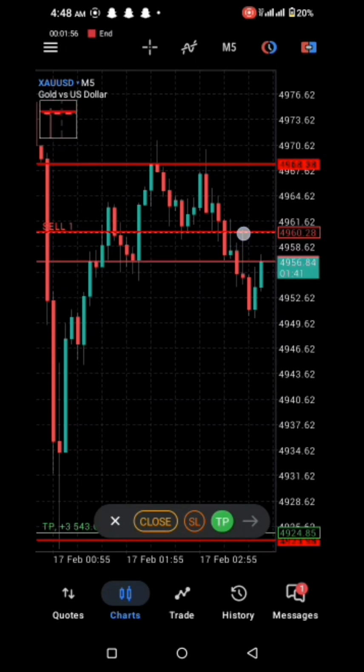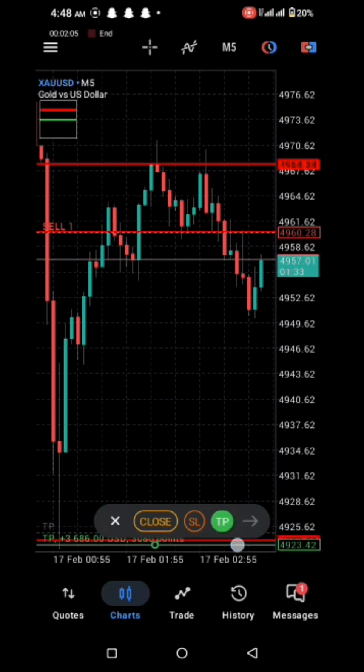When it retests it, it will now reject here. When it rejects here, it will continue selling to this TP region. So that's how the break and retest strategy works.